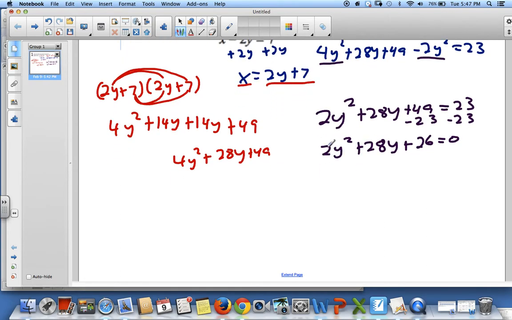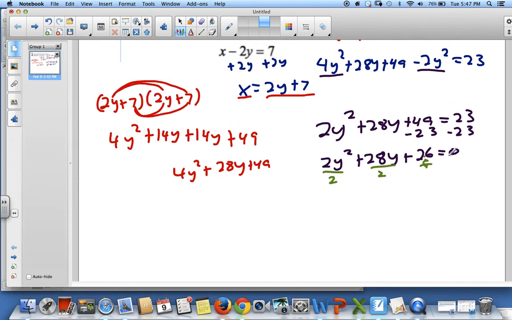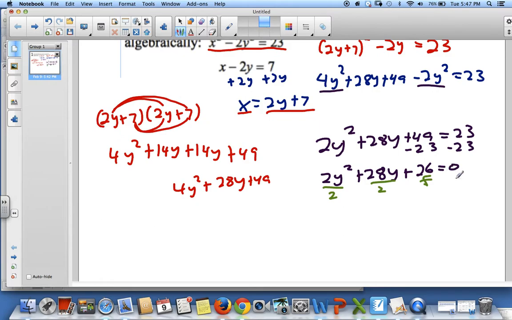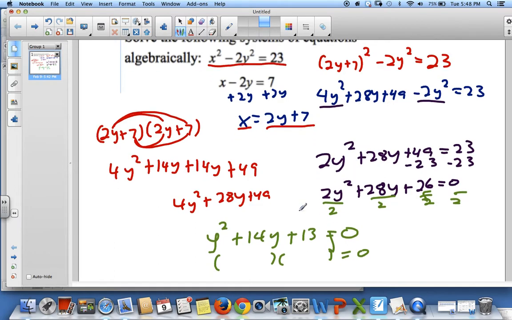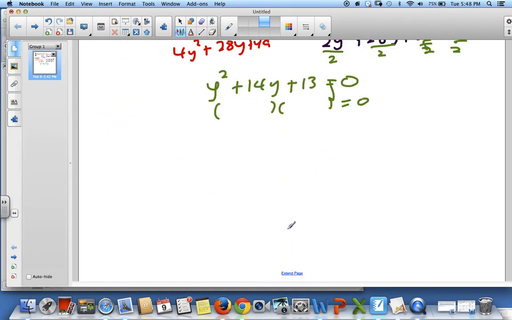But first, if these are all even, I'm going to divide everything by 2. Divide by 2, divide by 2, divide by 2. I get y squared plus 14y plus 13 equals 0. So this is nice because I can factor this. Let me bring this up a little bit. Okay, extend page maybe, there we go. So this becomes y plus 13 times y plus 1 equals 0.